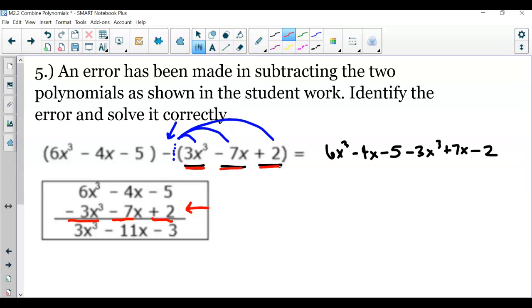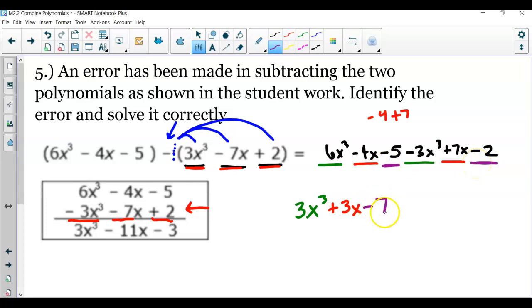So now that I've fixed it over here on the right, I can now go through and continue solving. 6x cubed minus 3x cubed, we still get 3x cubed. But now you've got negative 4x, but plus 7x. So negative 4 plus 7 is now going to give you positive 3, so plus 3x. Then last, you have negative 5, but now minus 2. So negative 5 minus 2, negative 7.